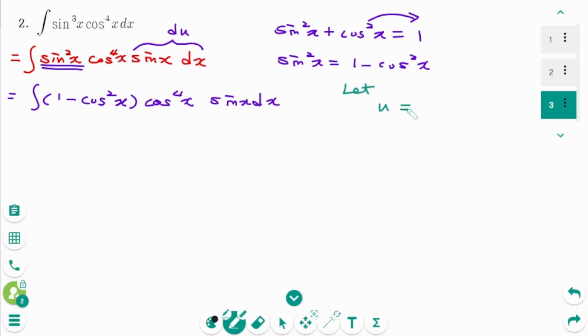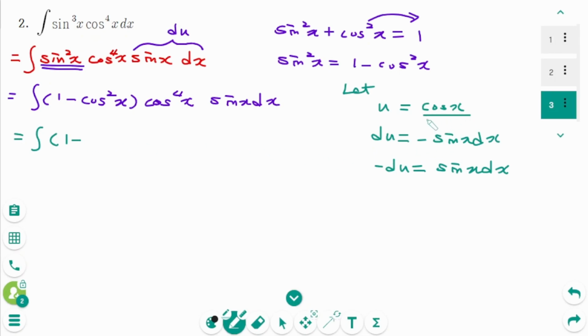Let u equal cosine x. Then differentiate each side: du equals minus sine x dx. Then multiply by minus 1 on each side: minus du equals sine x dx. Then back to the original. The integral of 1 minus u squared times u to the power of 4, then sine x dx is minus du.